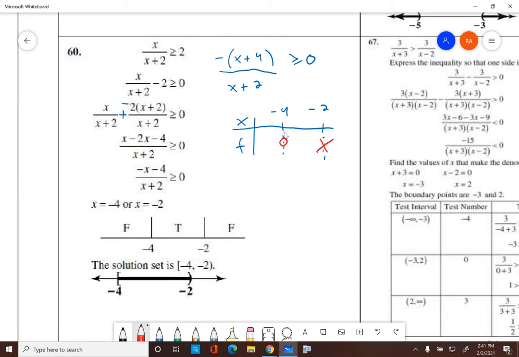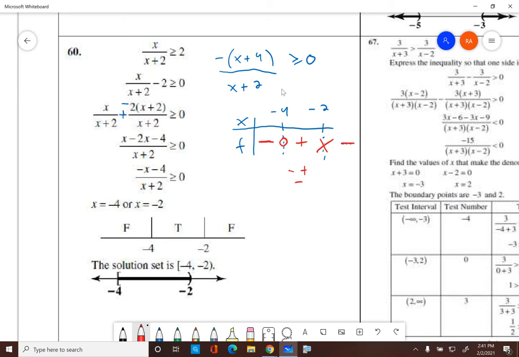Okay, so check a number to the left of negative 4, like negative 100, would be a negative, negative, negative. That's going to be negative. Between negative 4 and negative 2, like negative 3, this would be negative, positive, negative. All that together would be positive. And a number to the right of negative 2, like positive 100 or 0. So if I put in a positive 100, that's negative, that's positive, which is going to give you a negative.